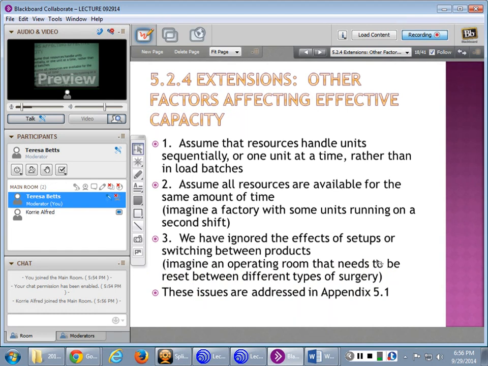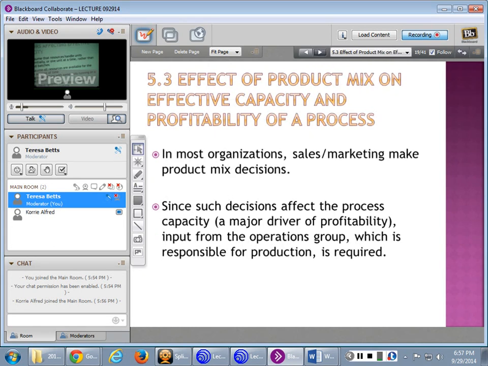We're going to make some assumptions. We assume that resources handle units sequentially, or 1 unit at a time, rather than load batches. We assume all resources are available for the same amount of time. That was what we did in that first set of examples. And we've ignored the effects of setups or switching between products. Okay? And we addressed some of those issues in Chapter 5, and then that last issue is addressed in the appendix for Chapter 5. Okay?